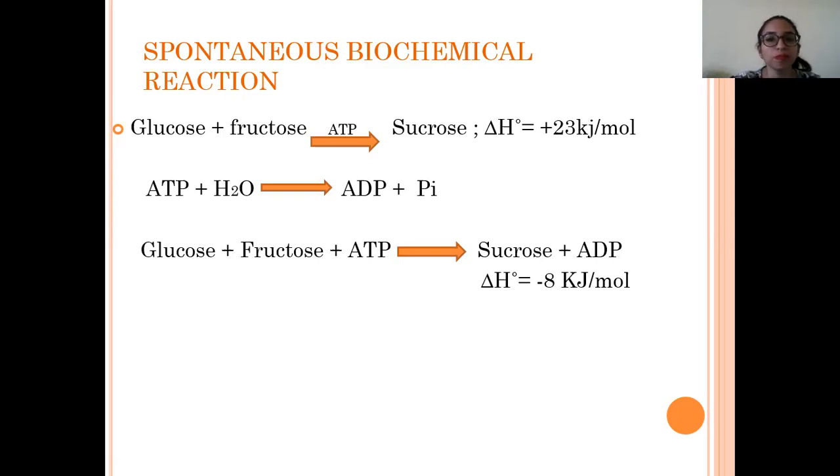Okay, again, after that, we can write glucose and fructose plus ATP give rise to sucrose plus ADP, and here delta G is minus 8 kJ per mole. Fine, we know that here we use energy. Here we use energy in the form of ATP and it yields ADP along with pyrophosphate.